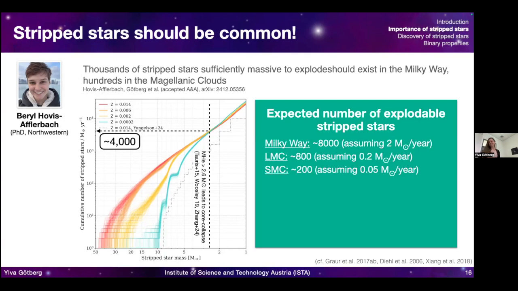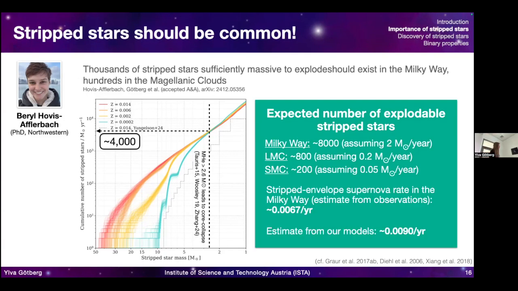And we did a comparison, actually, with the stripped envelope supernova rate in the Milky Way, which was estimated from observations to be about 0.0067 per year. Whilst in our models, we have a little bit higher rate. So I think maybe we overestimated slightly the mass of the lowest mass stripped stars. But the other work I mentioned, they have a substantially lower rate. So yeah, we need a little bit more observations. This is just to give a handle on how many we think there would be.